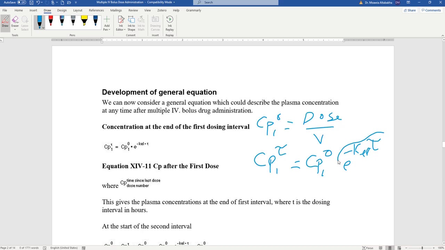Now, because this is a special time, I'm going to refer to this as R. R is equal to e to the power of minus KE times tau. That's why I'm going to call this special fraction remaining R. So what is R? R is e to the power of minus KE, not times t, times tau. Then the concentration after the first dose and the passing of the time interval is equal to CP10 times R. Okay?